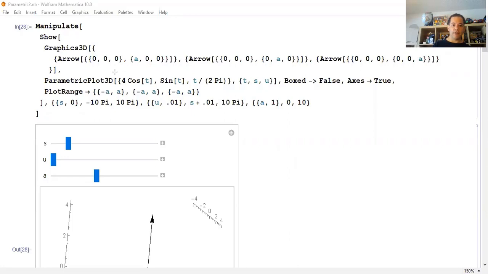You'll notice that I wrote the function that we wanted: 4 cosine t, sine t, t over 2 pi. And then there's a bunch of other things there that it's just about how to write. I wanted to put the arrows that show you the x, y, and z axes, and I wanted to make it a little dynamic. So you don't need to pay attention to the rest. You just need to know that that's the function that I'm drawing, all right?